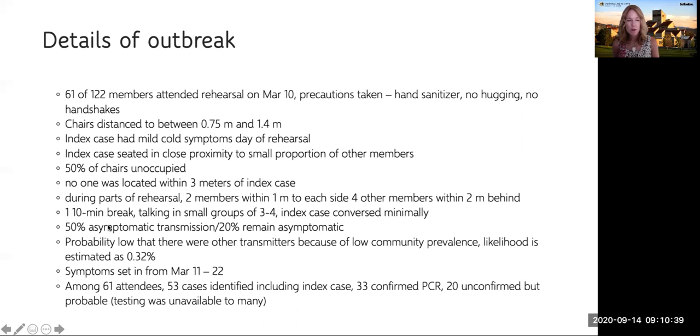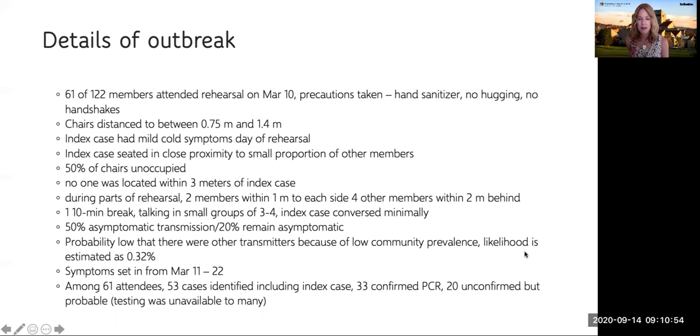this 10-minute break. We also know that 50% of asymptomatic cases transmit the disease, but that only 20% really remain asymptomatic. And we estimate that the probability was low that there were other transmitters because of the low community prevalence.